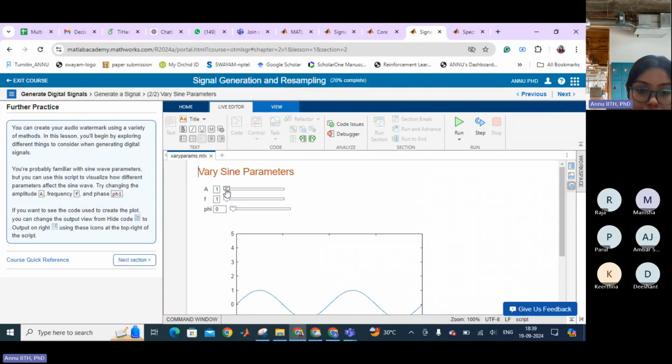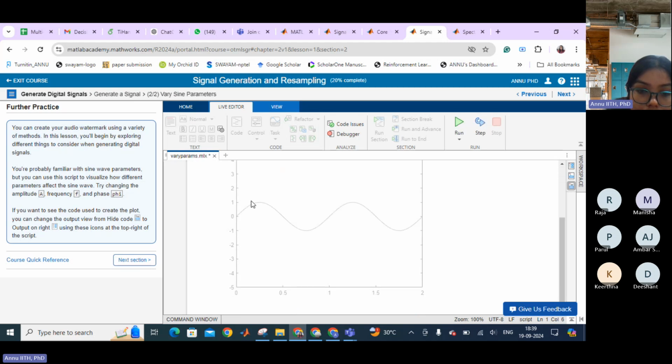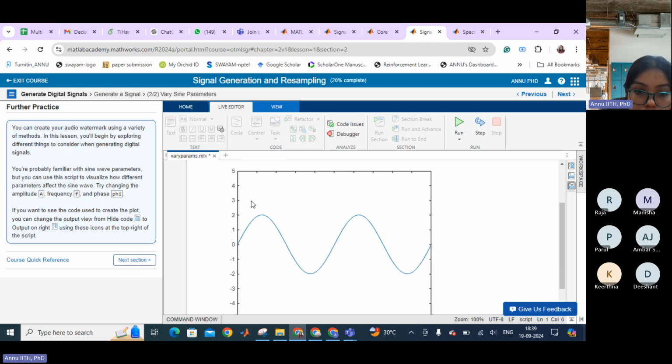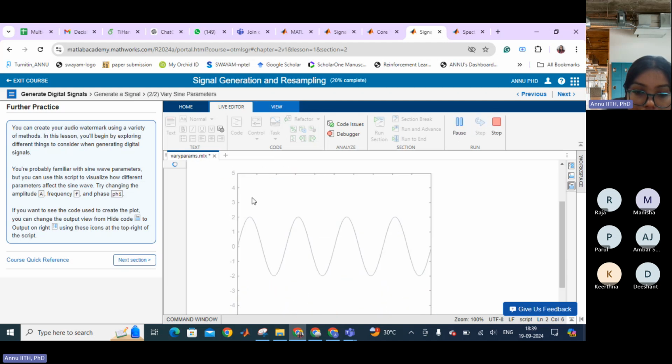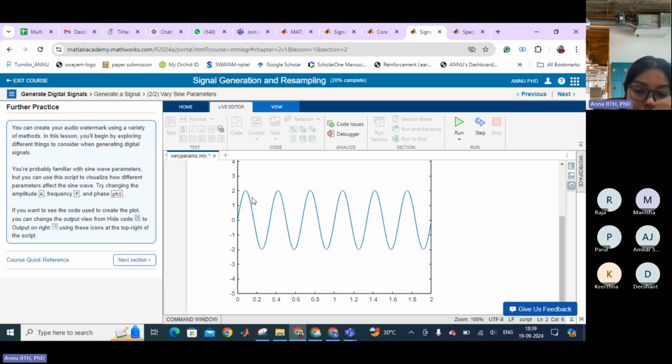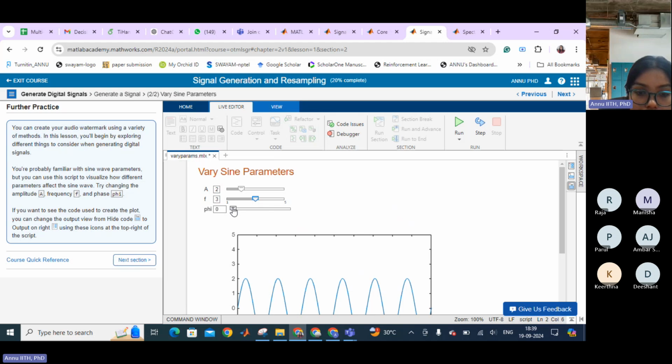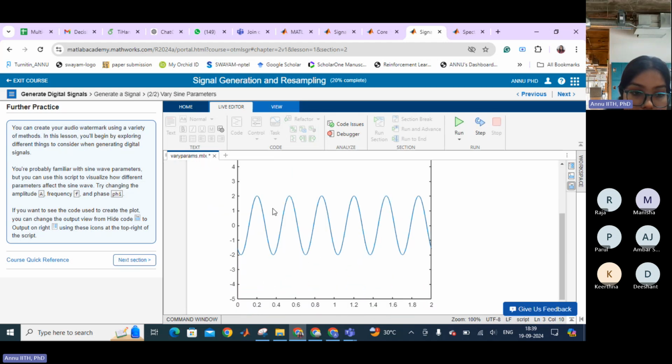Now we can see this, as I was telling, which parameters we have to change. If we change this amplitude, how is the amplitude changing? The amplitude got changed. Suppose I want to change this F, so how is the frequency changing? If the frequency is increasing, then this will become closer. Now how is the phase changing? With phase 120, it is completely opposite. Now you can create your own audio mark by changing this particular thing.